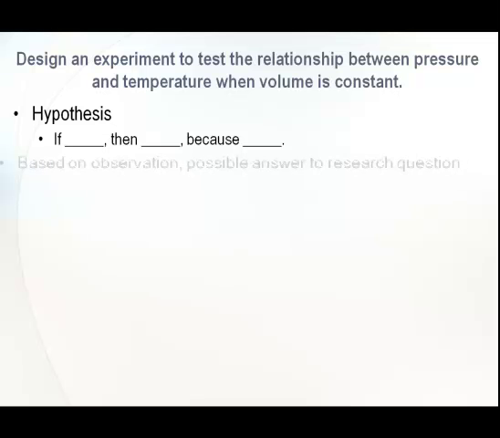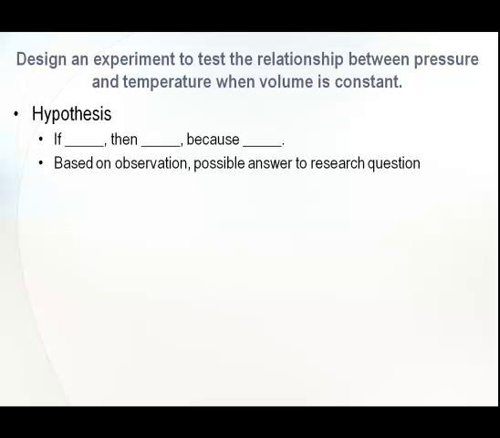The next question asks us to design an experiment to test the relationship between pressure and temperature whenever volume is constant. So I want to go over a few terms first. First, the hypothesis. A hypothesis is going to be an if-then style statement with a because. So I need: if something happens, what will occur, and I need an explanation as to why. It's based on observation, and it's a possible answer to our research question.